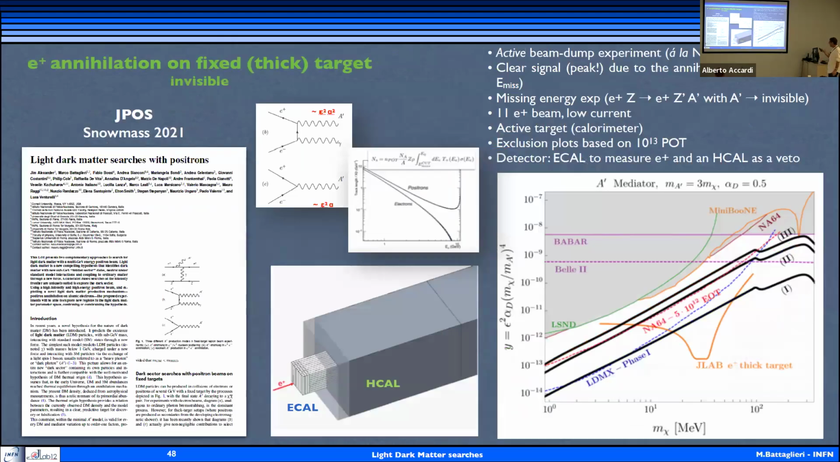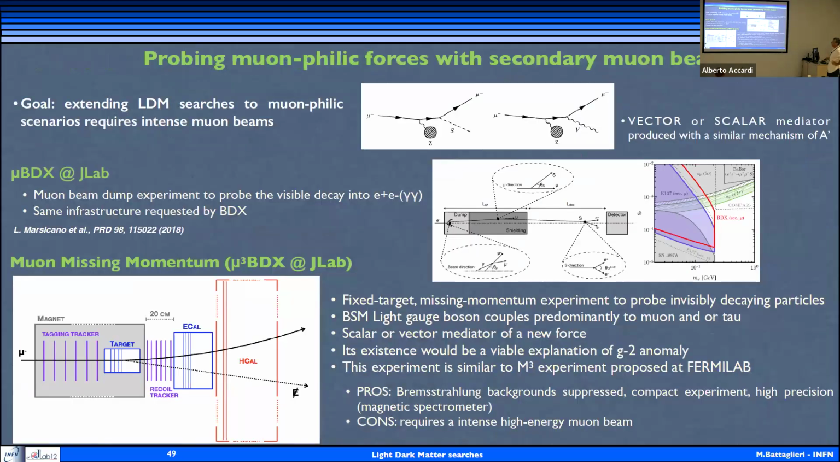Or again, a variation on the same thing. This is annihilation on a fixed thick target, a beam dump made by positrons, again proposed for the future here at Jefferson Lab when the positron beam will be available. Or even more exotic and weird stuff.